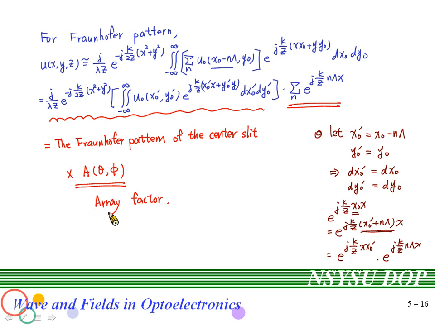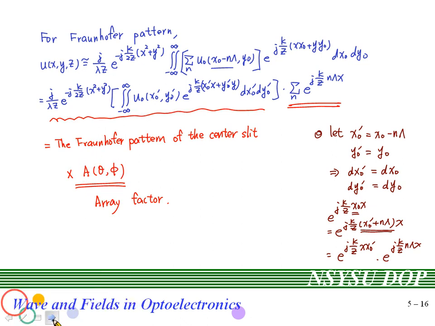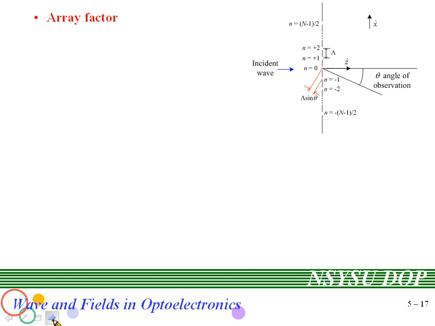Okay, but what is the physical meaning of the array factor, and how can we obtain the expression for the array factor? Let's see. According to the result, we know that the array factor is a function of theta and phi. And it is the summation of exponential jk x over z times n capital lambda.